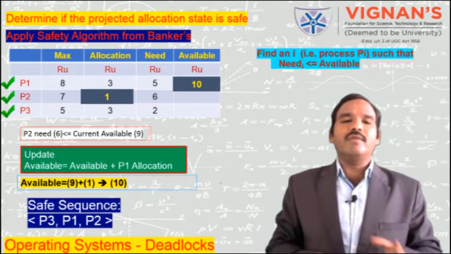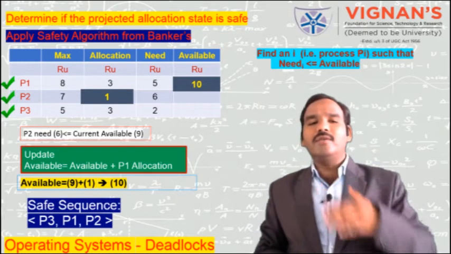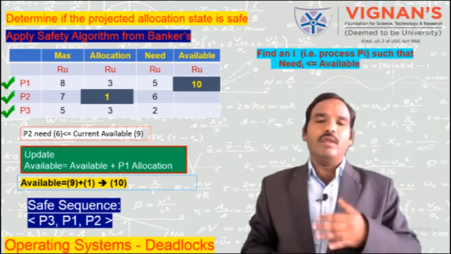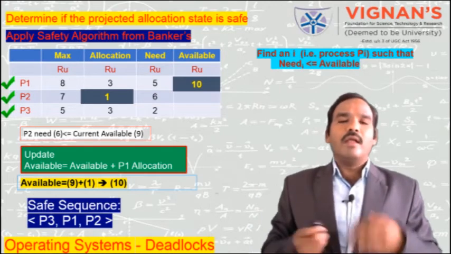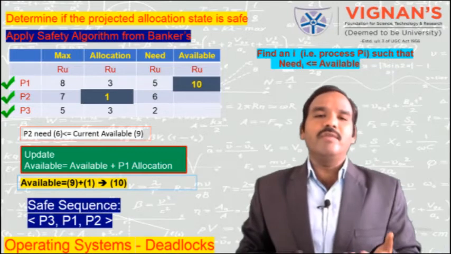Finally, what is the safe sequence? Safe sequence is P3, P1, P2. What is an alternative safe sequence? Alternative safe sequence is P3, P2, P1. Both are correct. You can find more than one safe sequence for a given problem.